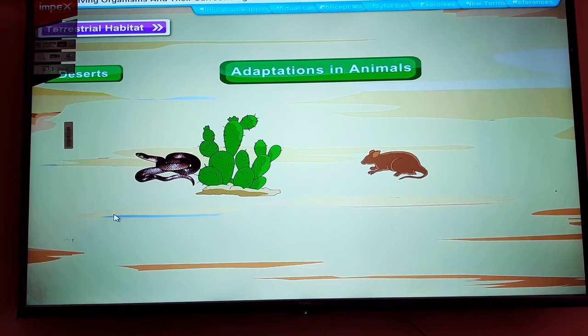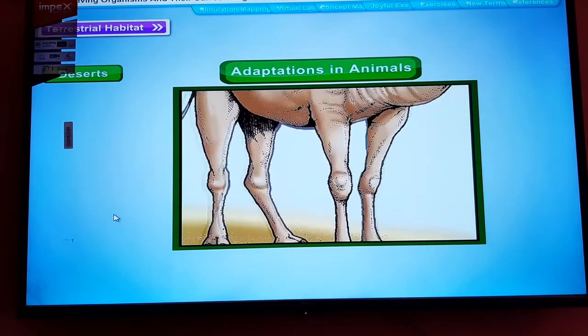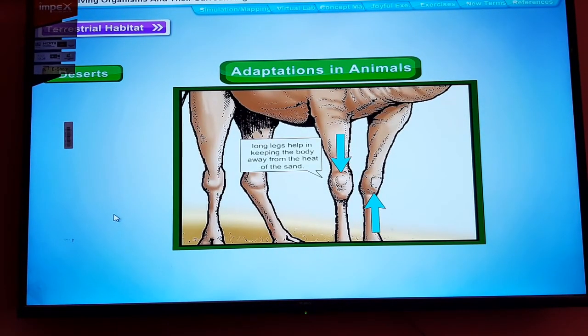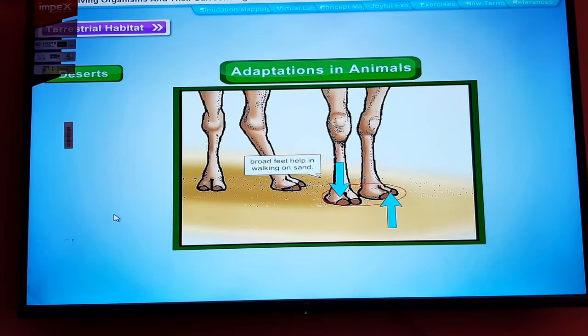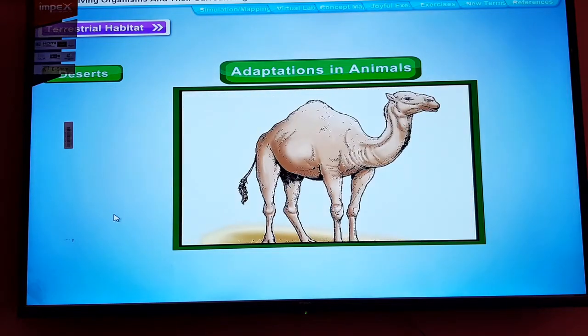For example, camels have long legs, which help to keep their bodies away from the heat of the sand. Camels have broad, fleshy soles, which help them to move on hot and slippery sand. Camels can drink large amounts of water when available and store it in their body tissues. They can therefore live without water for several days.